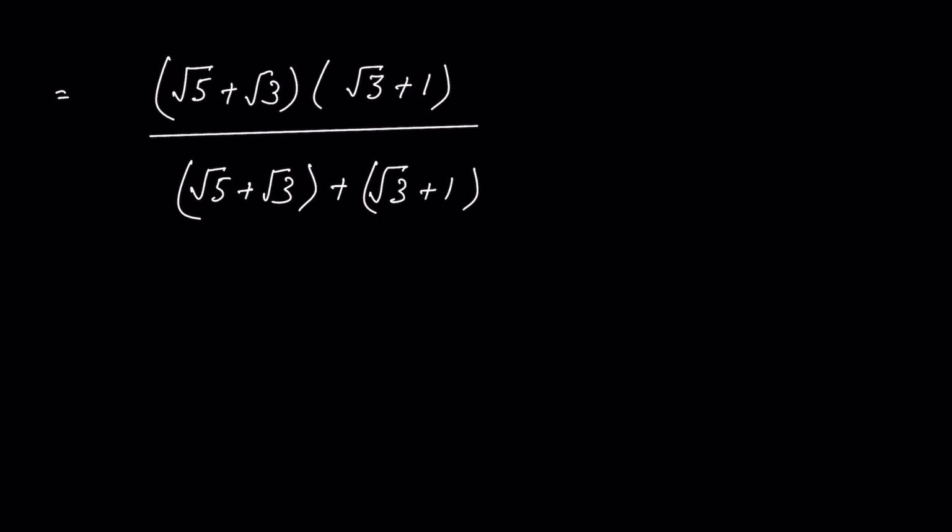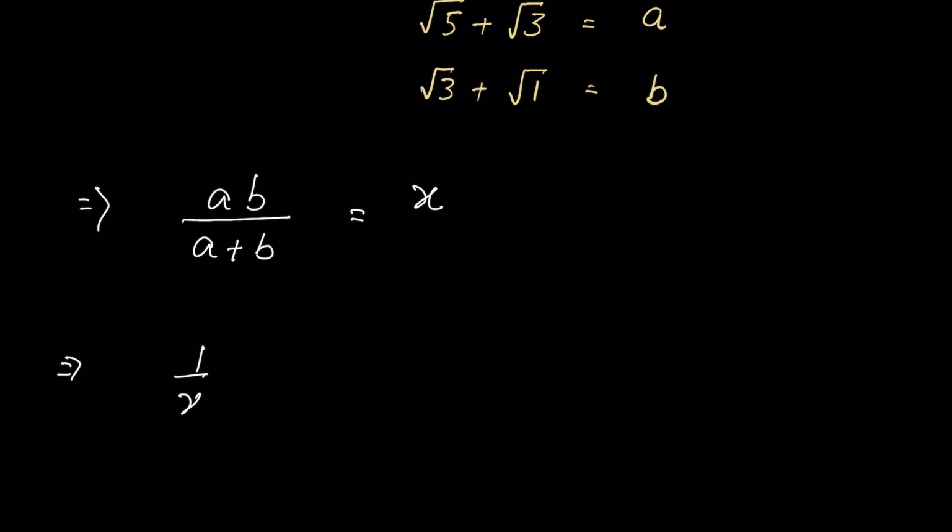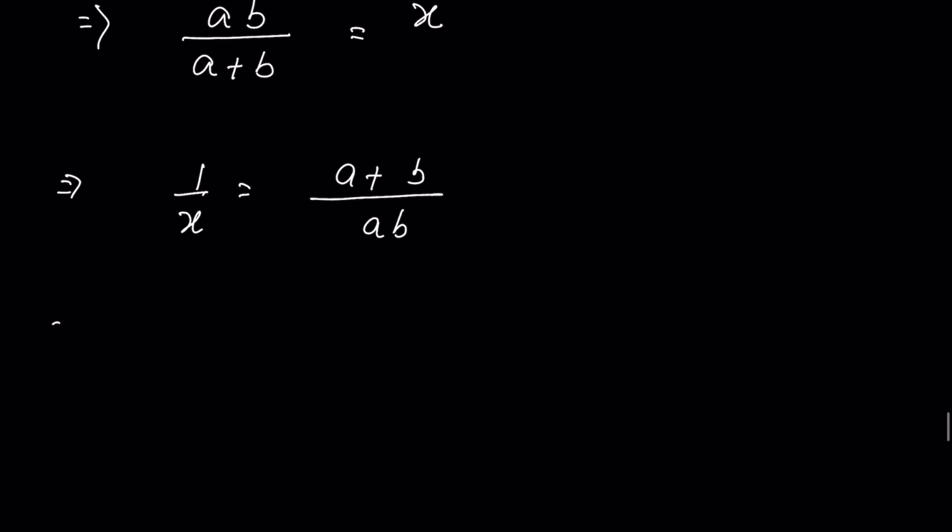Now let us consider square root of 5 plus square root of 3 equals to a, and square root of 3 plus square root of 1 equals to b. So this will be a times b upon a plus b. Let this be equal to x. So 1 upon x equals to a plus b upon ab, or 1 upon x equals to a upon ab plus b upon ab. ab is the common denominator.